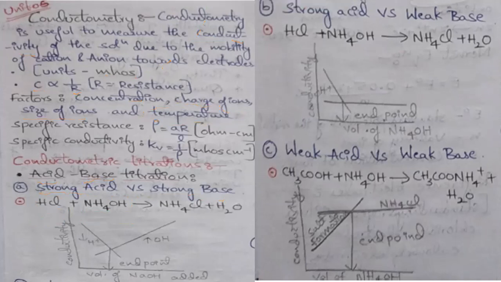So NH4OH will be taken in the burette and HCl will be taken in the conical flask. Initially, in the conical flask, more H+ ions are there. Why? Because HCl is a strong acid. So more H+ ions will be released into the solution, and due to the presence of more H+ ions, more conductivity will be produced. So here the conductivity will start from a higher point.